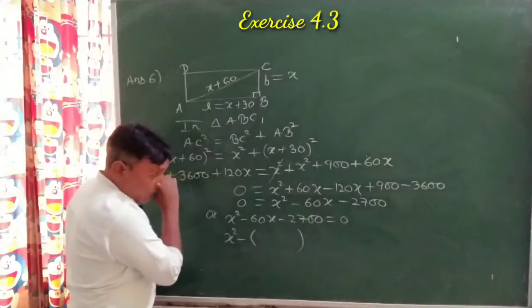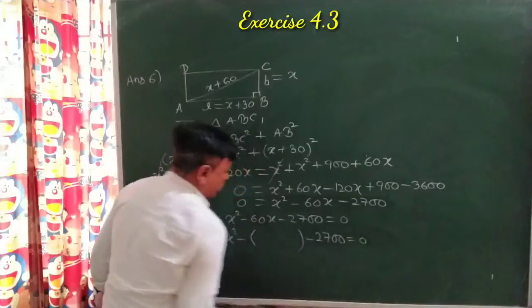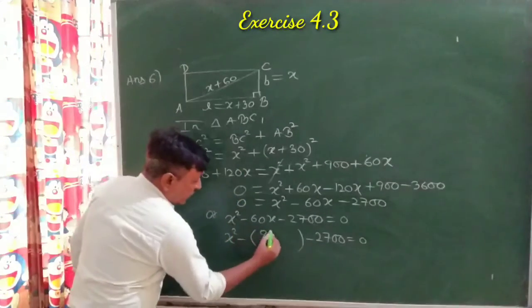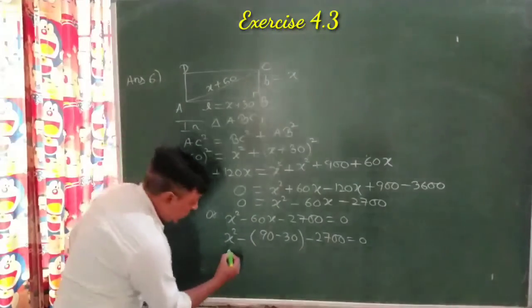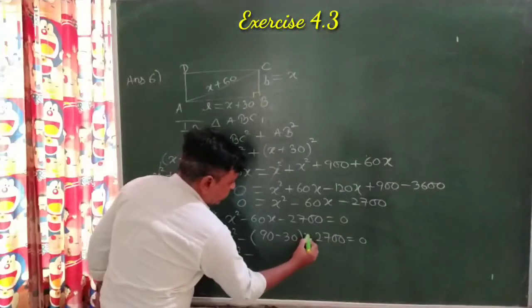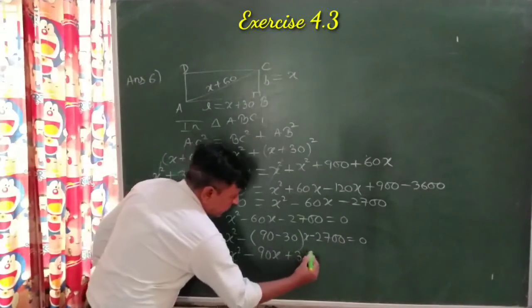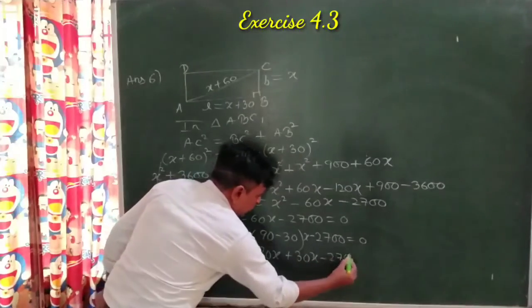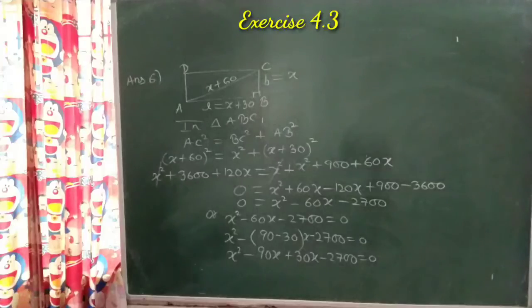So we need two numbers which on multiplication give 2700 but on subtraction give 60. 90 and 30. So it will become x² − 90x + 30x − 2700 = 0. See the question up to here. Is it clear now?